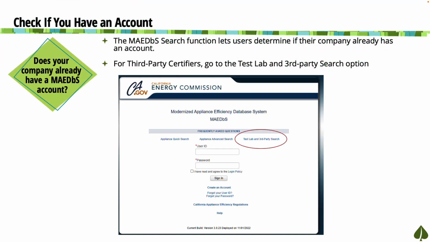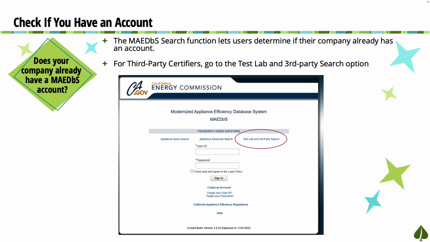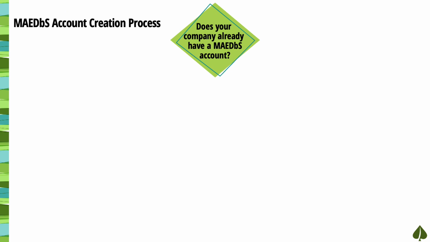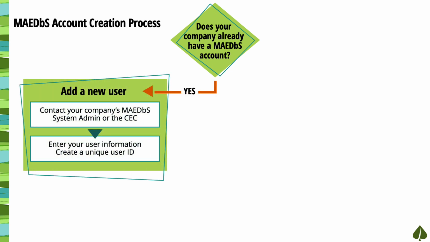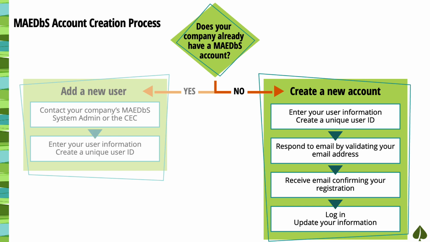Before creating a new account on the MAEDbS, check to see if your company already has an account. You can use the test lab and third-party search to find this out. If your company already has an account, contact your company's MAEDbS system admin or the CEC to get added to the account. If you need to create a new account, you'll need to enter your information and a unique user ID. You'll be sent a confirmation email with a temporary password to use for your first MAEDbS login. After you enter that login information, you'll be able to create a new password.